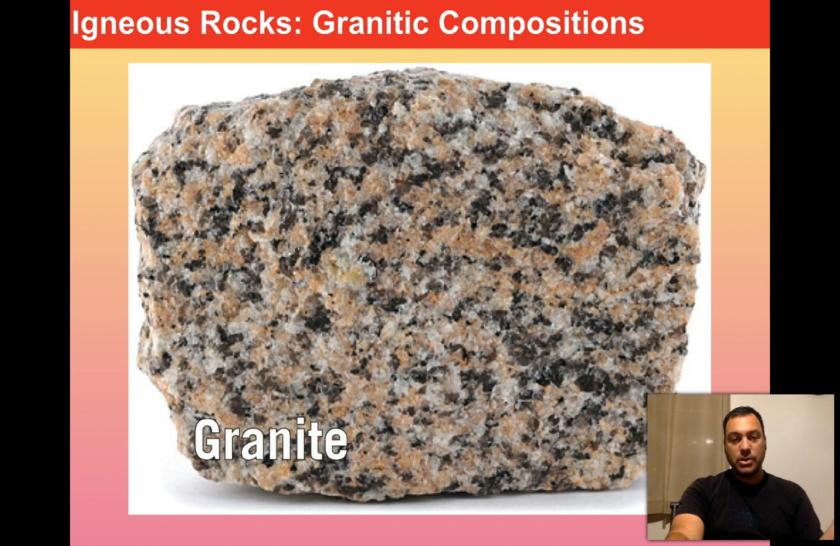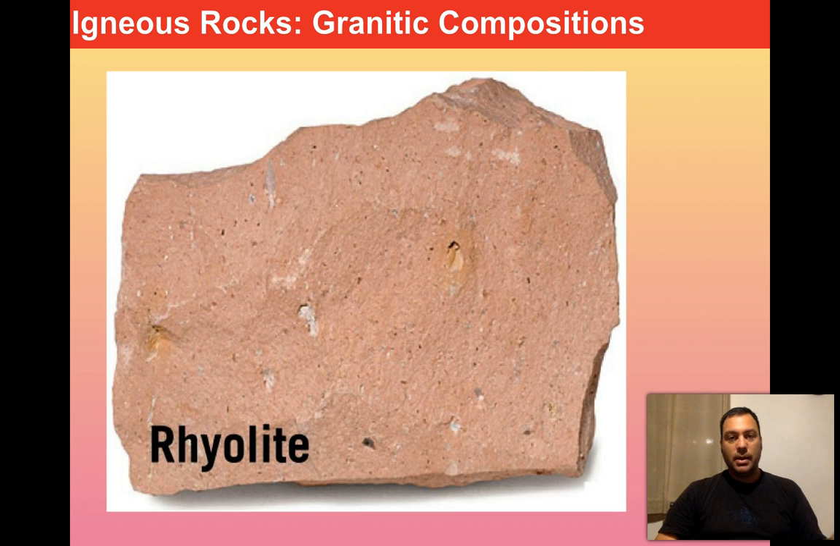Okay, now let's go to this one, and notice that also because it's got visible structure or visible crystals, we would call this a phaneritic rock. Phaneritic meaning visible crystals. Here is a rock called a rhyolite that has exactly the same chemistry. Let's go back to the granite.